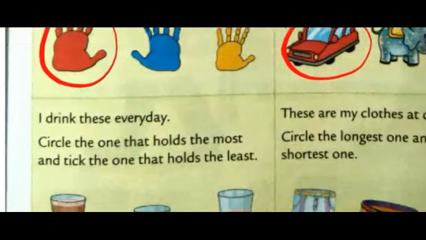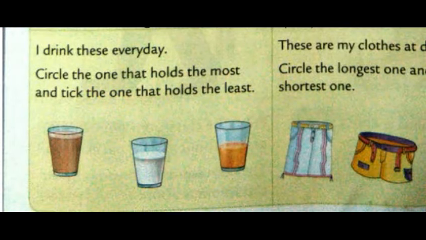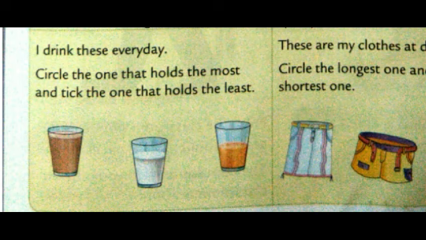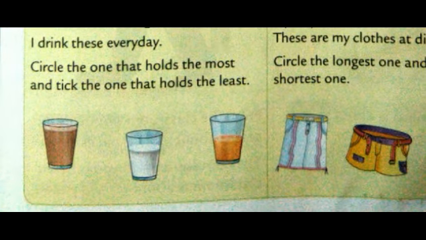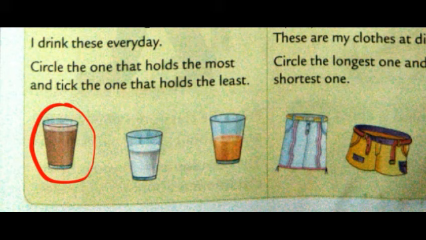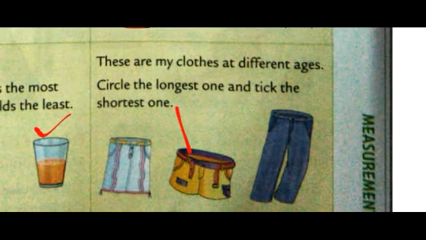Okay. Now, let's see the third one. I drink these every day. Circle the one that holds the most and tick the one that holds the least. Most means in which glass holds the most, means has the quantity more. And least means in which glass there is less quantity. Okay, so this one holds the most, and we have to put a tick on the one that holds the least. This one is the glass. This glass holds the least, okay, among all. Okay, so I would like you all to try this one as homework.